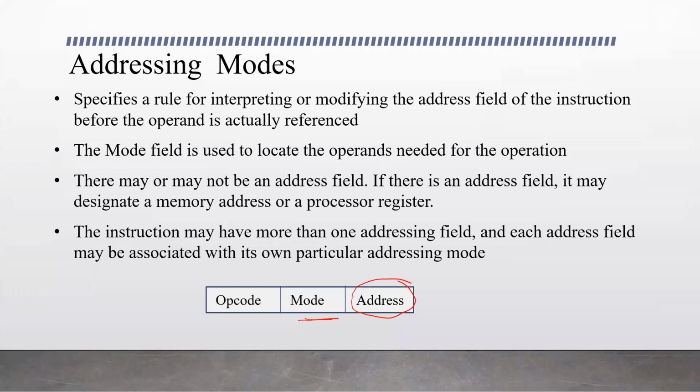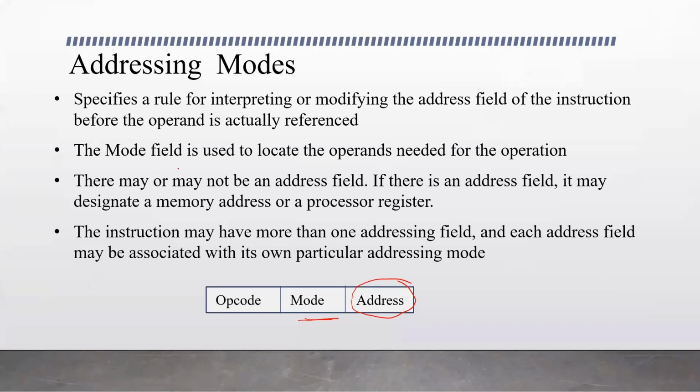So here it specifies a rule for interpreting or modifying the address field of the instruction before the operand is actually referenced. Before locating the operand, the address needs to be modified. In some cases the address will be directly the address of the operand, and in some cases it may not be the direct address. In that case we need to do some computation before referring to the operand.